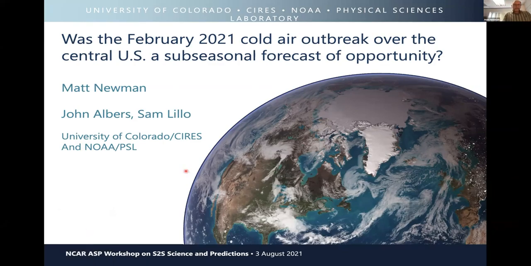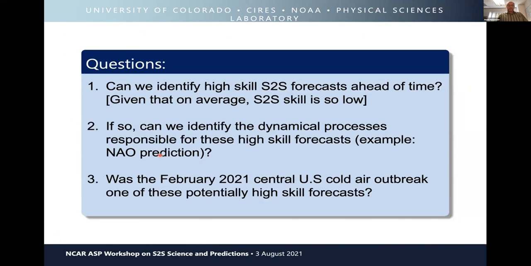All right, so this is work that I've been doing with John Albers and Sam Lillo here. This is related to a couple of questions that we've been particularly interested in. People remember my lecture, there were things I was focused on there too. First, can we identify high skill S2S forecasts ahead of time, given that on average, the skill is very low?